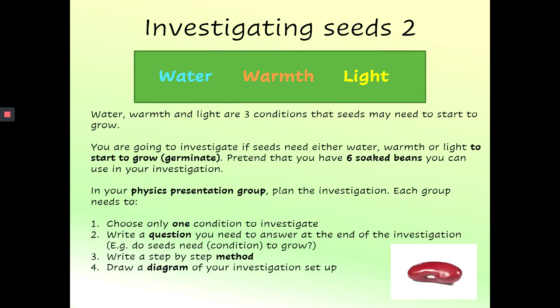You're going to be doing this in your physics presentation group. And each group needs to first choose only one condition to investigate. For example, I could choose to investigate warmth, but I'm not going to choose to investigate warmth and light. The second thing you need to do is to write a question you need to answer at the end of the investigation. An example could be, do seeds need, let's say, light to grow?